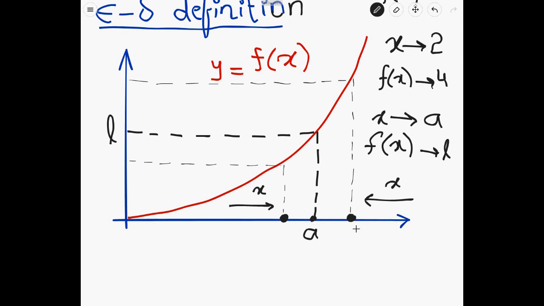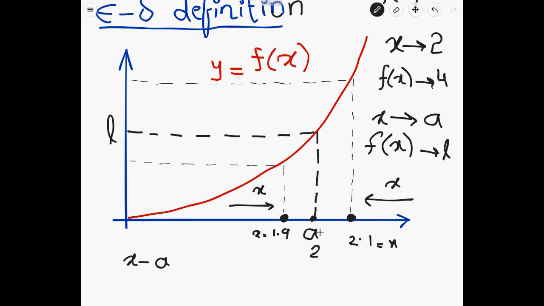Therefore, if it is any number, for example 2.1 and A is 2, then as this point is equidistant from point A as this 2.1, this point would be 1.9. This x is 1.9 and this x is 2.1. Let us take the difference x minus A.